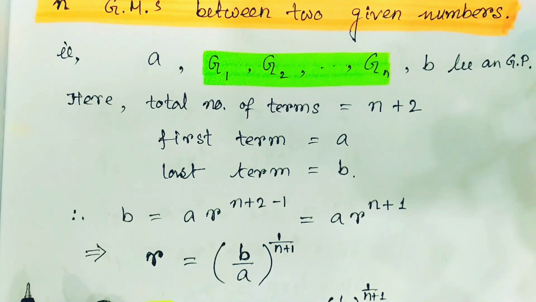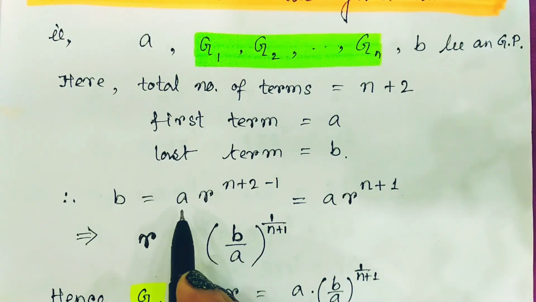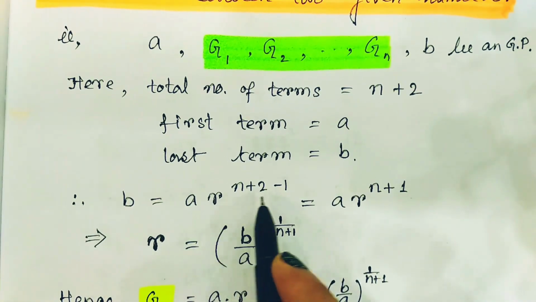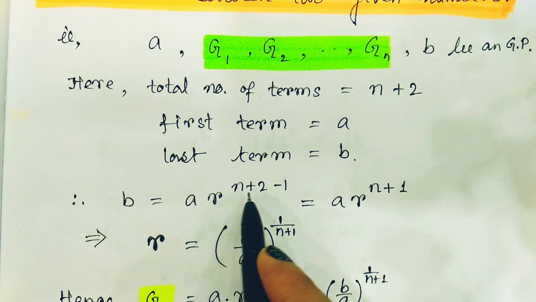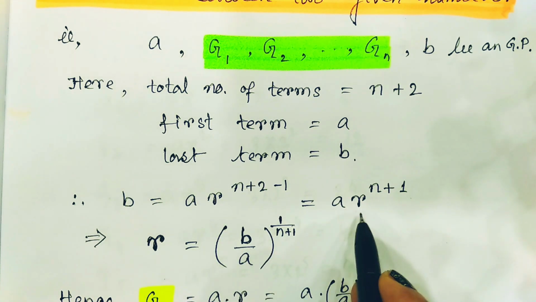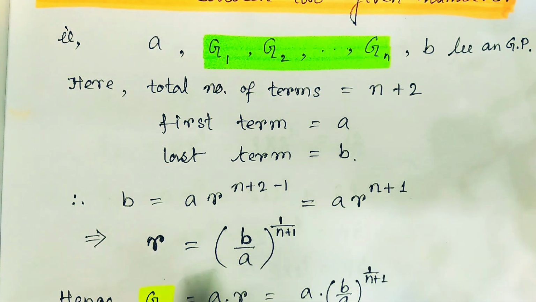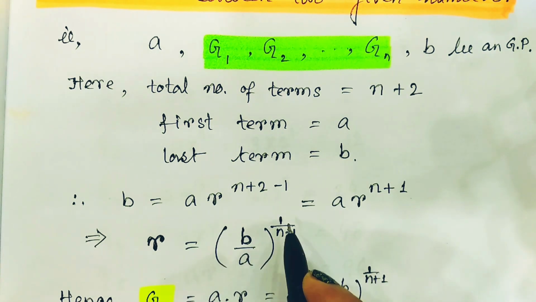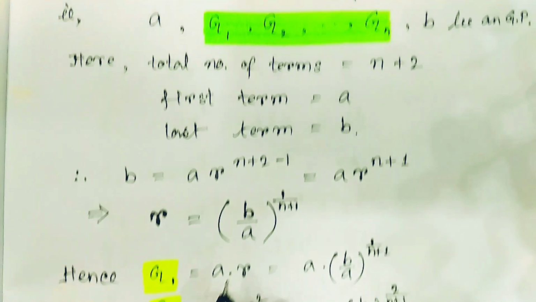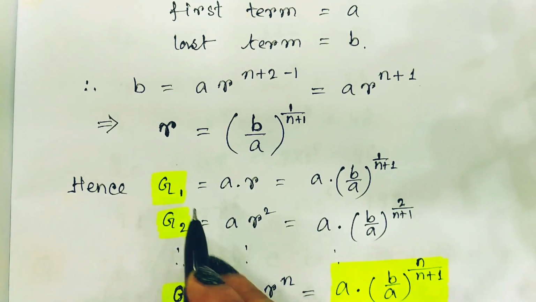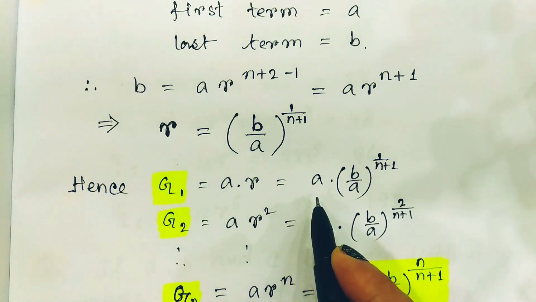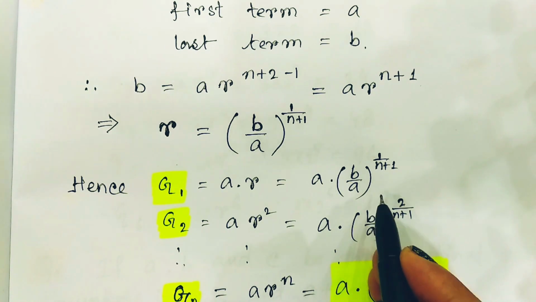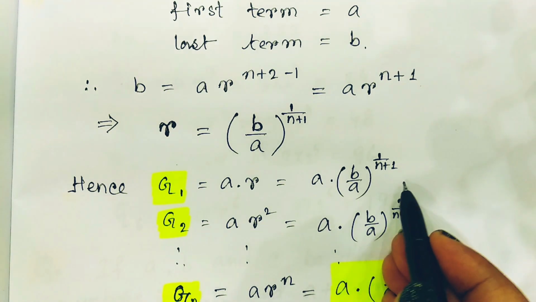We know from the term formula that b is equal to a into r to the power n minus 1. Here n is equal to n plus 2, so that it becomes a into r to the power n plus 1. Hence, r is equal to (b by a) to the power 1 upon n plus 1. Now if we want to find g1, then g1 should be a into r. So that value is a into (b by a) to the power 1 upon n plus 1.